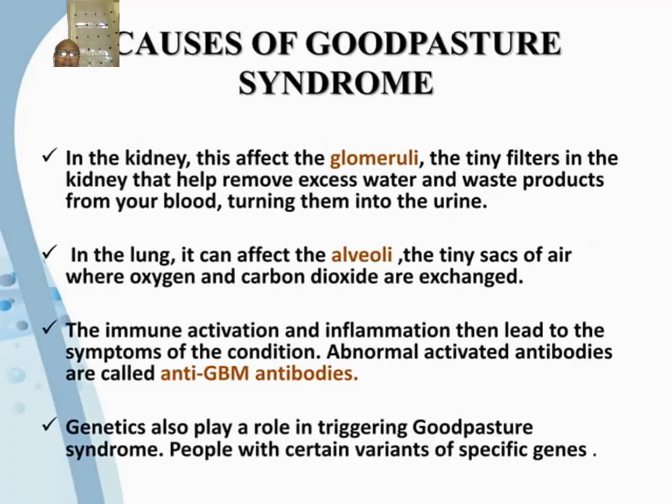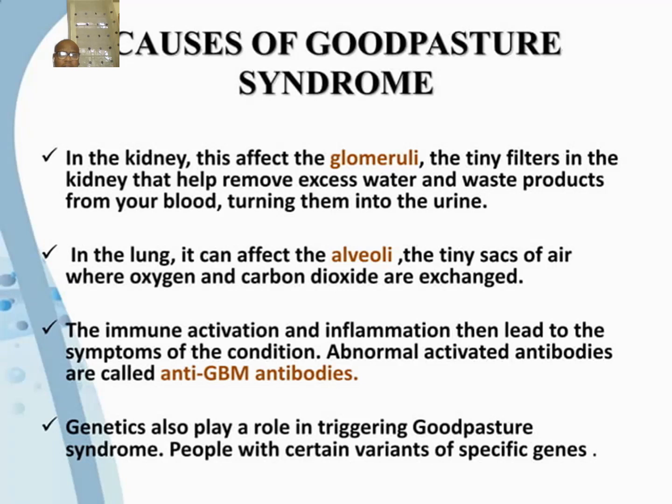In the kidney, there is an effect on the glomeruli, which is the filter in the kidney that separates the bad waste from the blood, then makes the formation of the urine. So if it is affected, there is a problem here. In the lungs, it can affect the alveoli, the thin sacs of air where gaseous exchange takes place. So the immune activation and inflammation then lead to the symptoms of the condition.